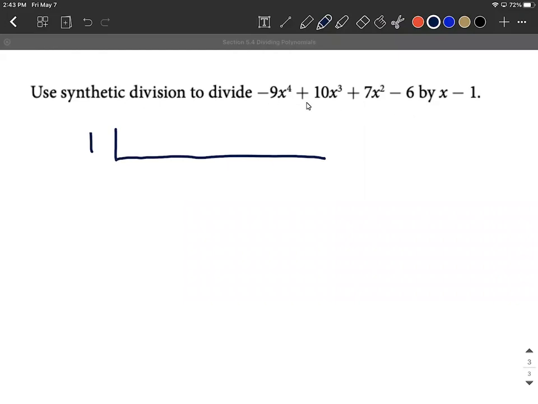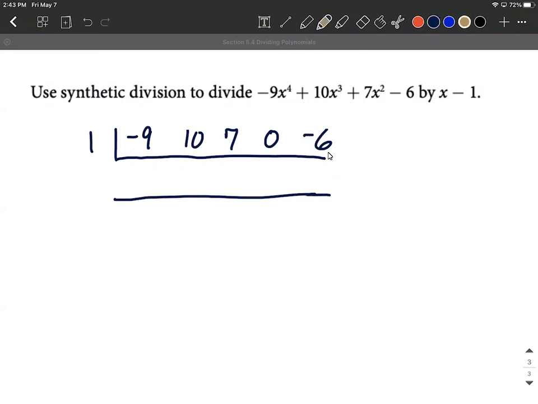Next up, let's put the coefficients for each one of these terms up here at the top. So we have negative 9, x to the fourth. Then we have 10, 7. Now here's where everyone's going to make their mistake. We don't have any x to the first powers here, right? We skipped right over that power of x. So that means a 0 needs to go up here next. That's what everyone forgets. Then the minus 6 comes here at the end. Going to leave an empty row.